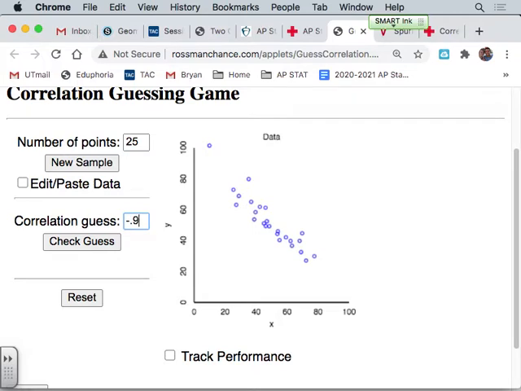Negative 0.93. And a reason you chose negative 0.93? Well, it's decreasing, so it's negative. All right, there we go. I like that. It's a negative association, so I know it's going to be a negative R value. And then Aletheia must think that these are following a pretty strong linear path. So 0.93. Let's just see what it is.